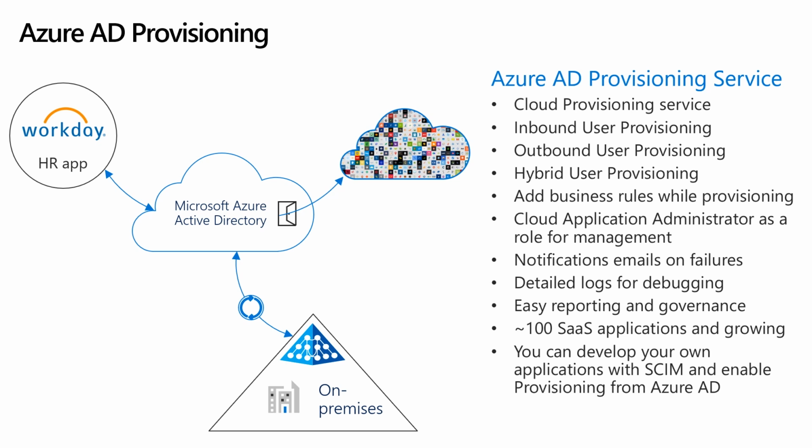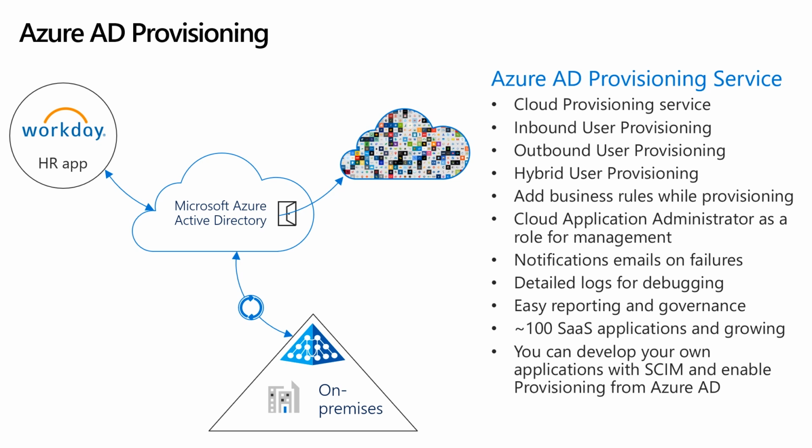Azure Active Directory also supports hybrid user provisioning. In hybrid user provisioning mode, your cloud application such as Workday pushes the identity to your on-premises infrastructure, and then there is Azure AD Connect, which syncs identities from your on-premises environment to the cloud.